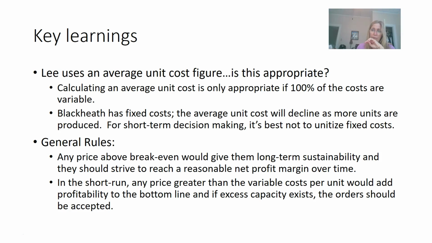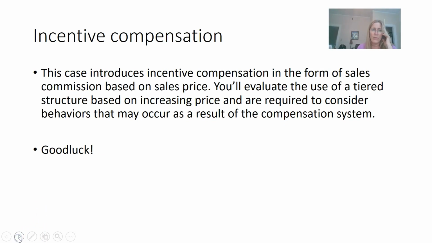In the short run, which is the decision they're making in the case, we got a special order that's come up right now, and we need to make a decision on it. Any price greater than the variable cost per unit would add profitability to the bottom line, and if excess capacity exists, which we know it does most weeks, the order should be accepted. So that's going to be your general rule of thumb. Okay, and like I said before, you've got that incentive compensation in the form of sales commission at the very end on page 8. You have to analyze that, so recompute those profits because he's got it wrong, and see what you think about that.